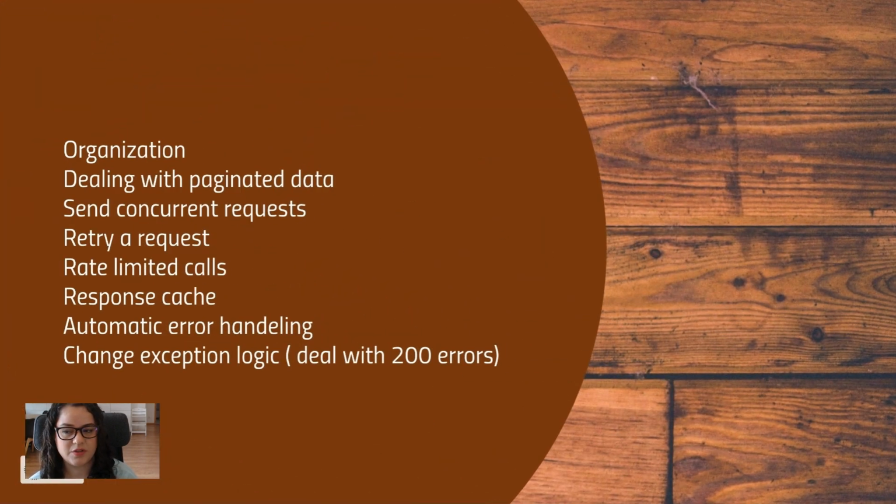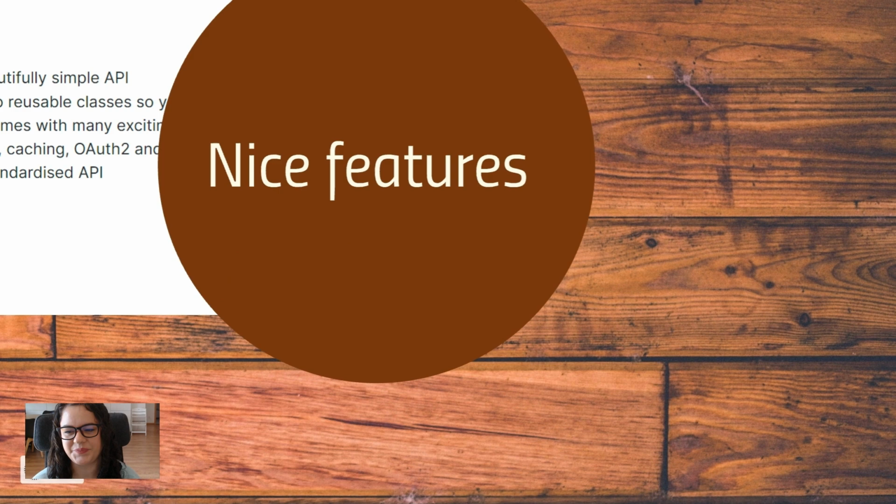some useful features like the organization into connectors and requests, how you work with paginated data, the ability to send concurrent requests, retry a request, set rate limits to your API calls, cache responses, and the way it automatically handles errors. If you've ever dealt with an API that always, no matter what, responds with a 200 status code, you will love the way that you can change the exception logic with Saloon.